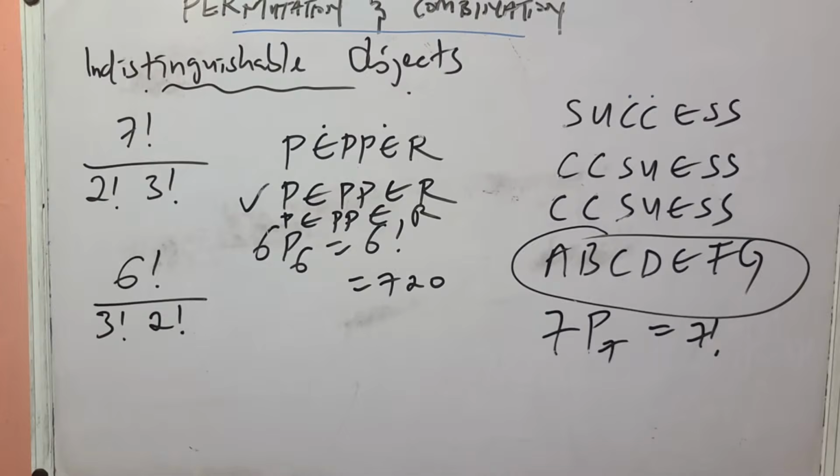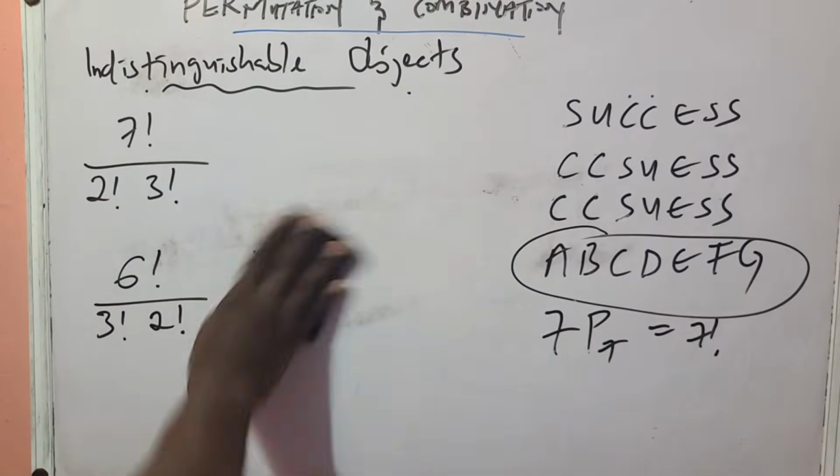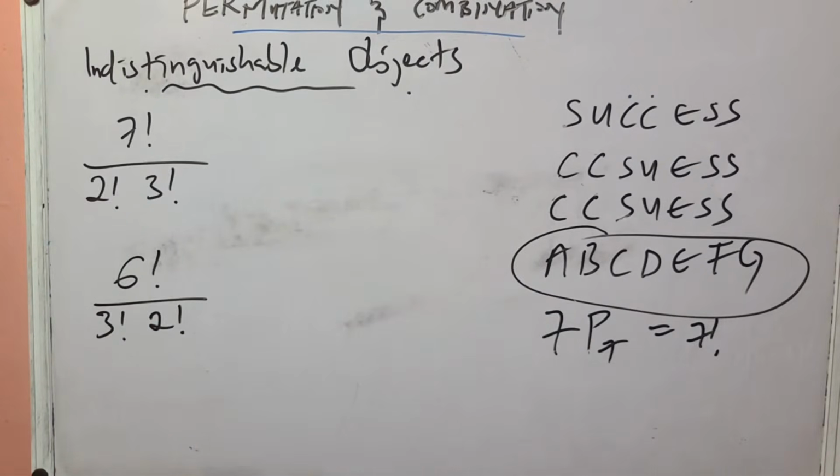Okay, it looks like everyone should be able to understand at this point. Now let's go on with solving questions. Of course, I believe everyone can now give the answer to these first ones. If I ask you, how many different ways can the word success be arranged?